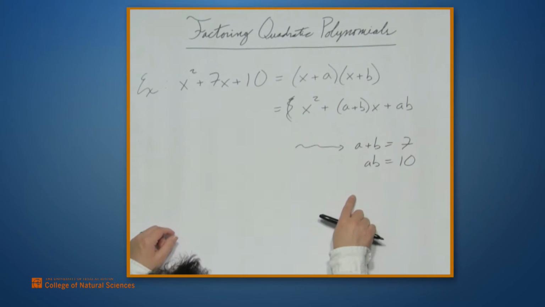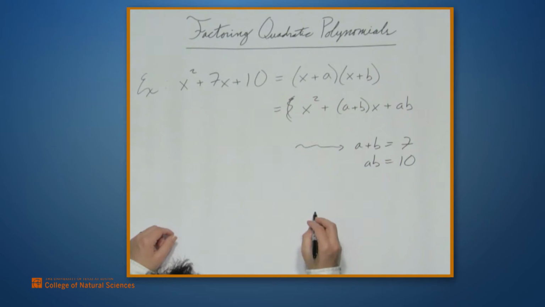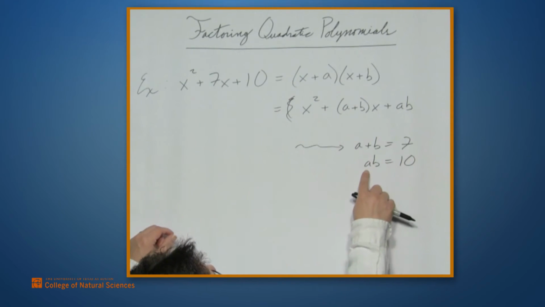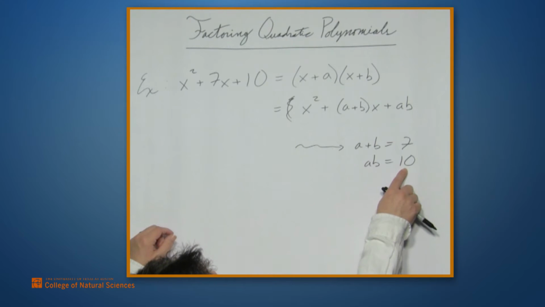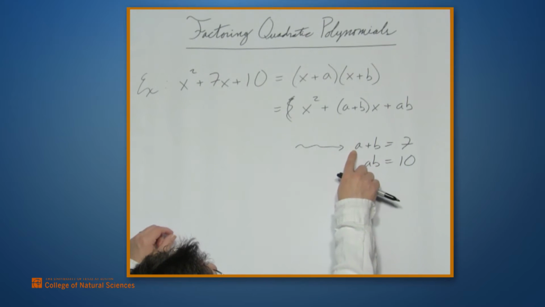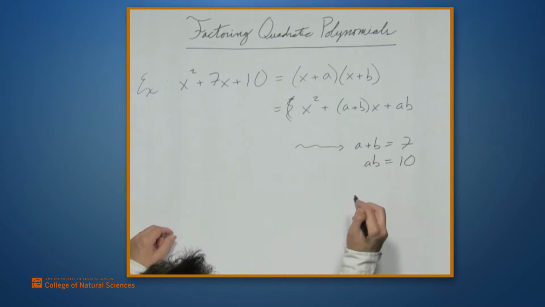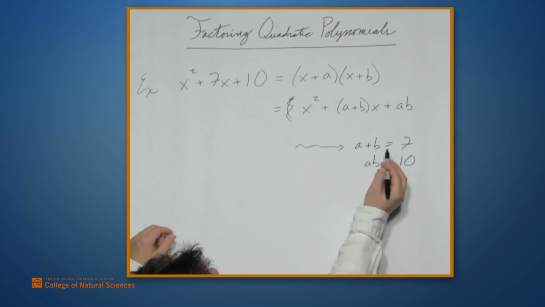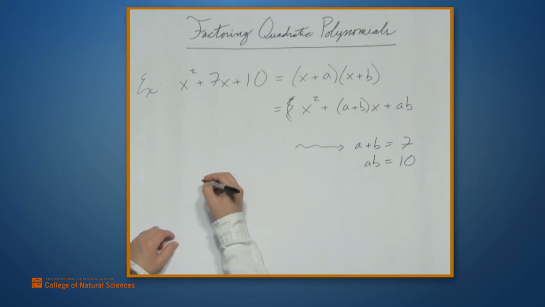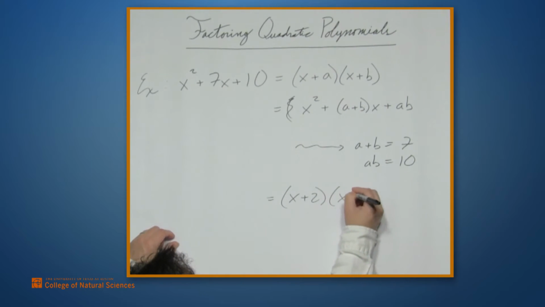So if we look at a times b equals 10, we only have a few possibilities: plus or minus 1 and 10, plus or minus 2 and 5. We can take care of the signs by looking at this. We know that a and b must have the same sign because their product is positive, so they must be either both negative or both positive. We know that they add up to a positive number, which means that a and b are both positive. So the factors of 10 that add up to 7 are 2 and 5. So we get (x plus 2) times (x plus 5).